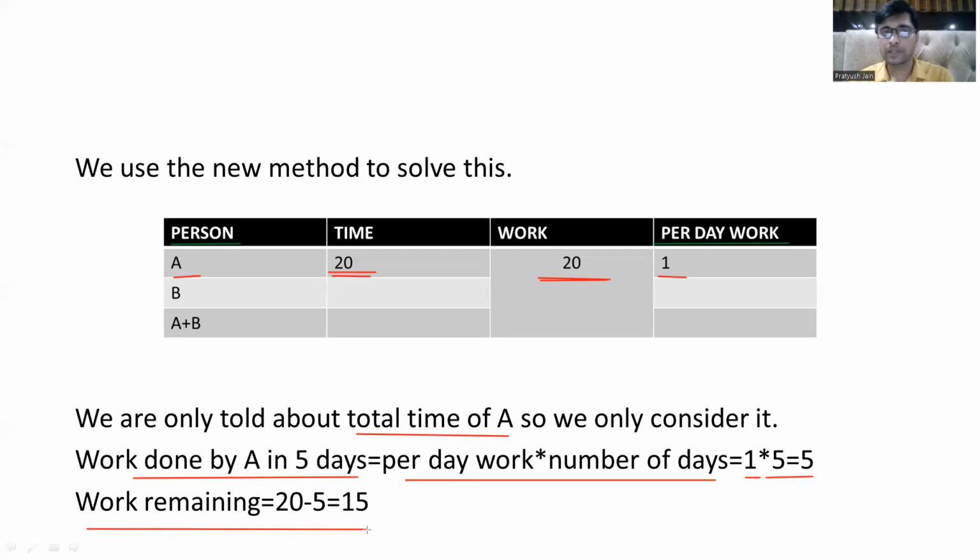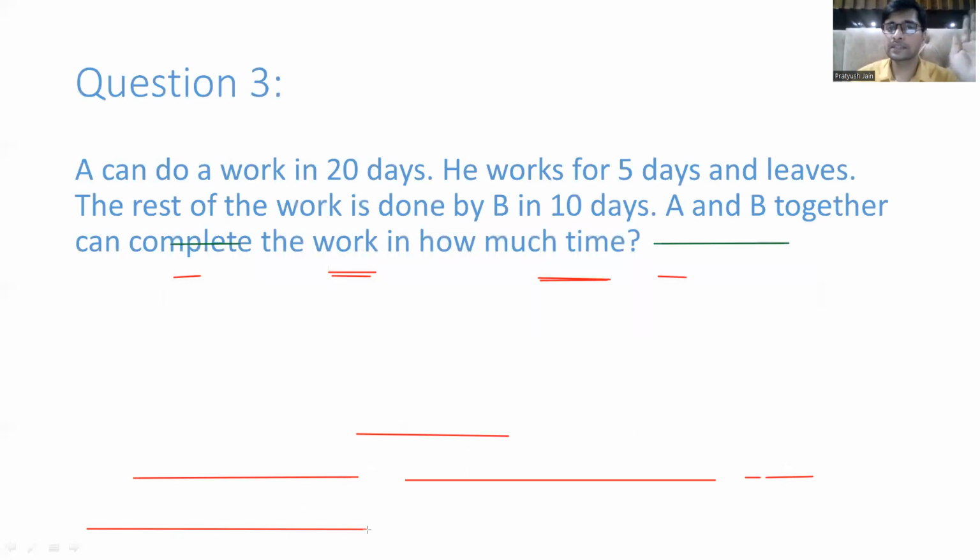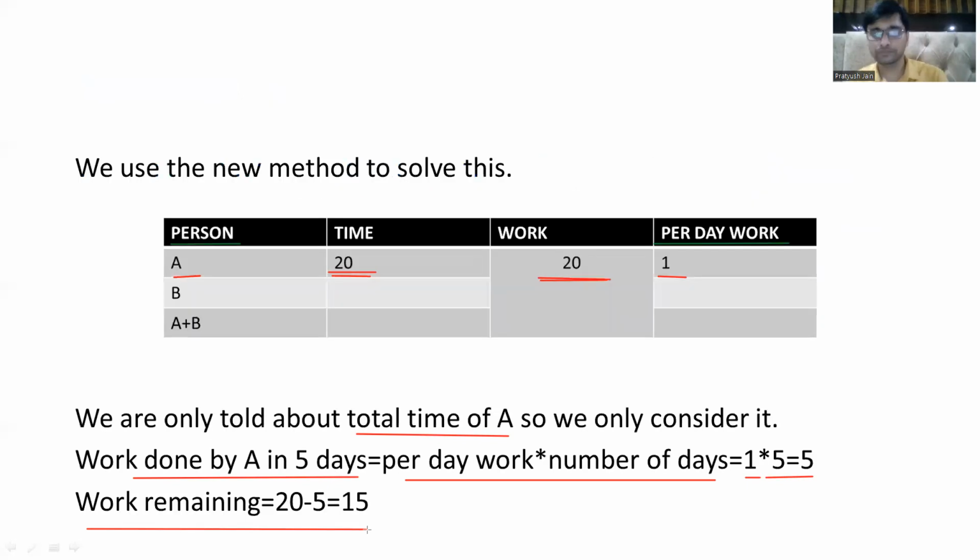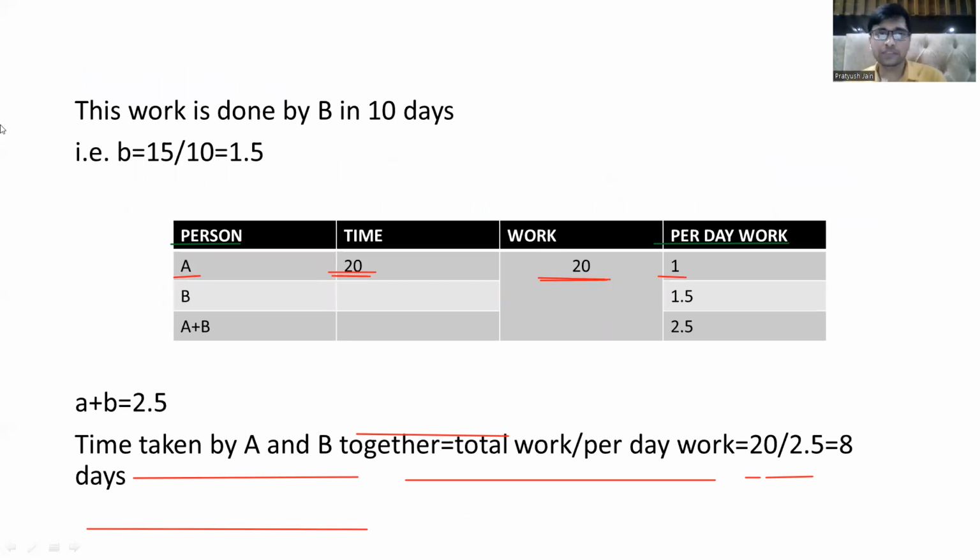This remaining work is done by B. In the question, we are told that A can do a work in 20 days, he only works for 5 days and leaves, and the rest of the work is done by B in 10 days. So this work is done by B in 10 days. So B's per day work, small b, is equal to work done by him divided by number of days. So 15 upon 10, which is equal to 1.5. So every day he can do 1.5 units of work.